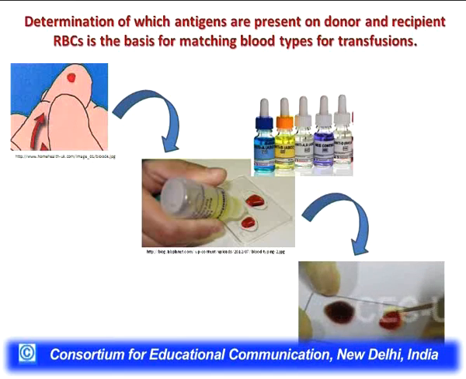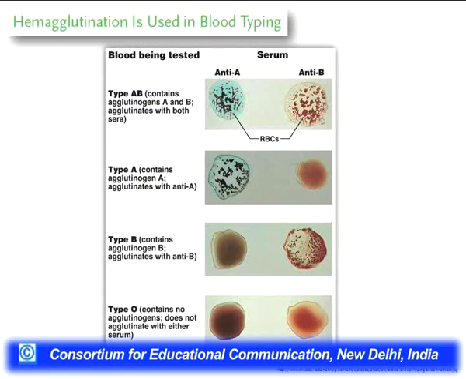After mixing, what we can see is whether visible clumping or agglutination is there or not. If you see the picture here, on the left hand side image there is no visible agglutination, but on the right hand side picture, when we mix the blood and the reagent, there is a visible agglutination, which shows that the antigen of which the reagent is specific is present in that blood. So based on this agglutination or visible clumping, we can make out what blood group the person is.